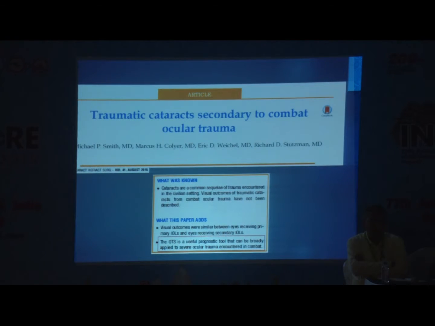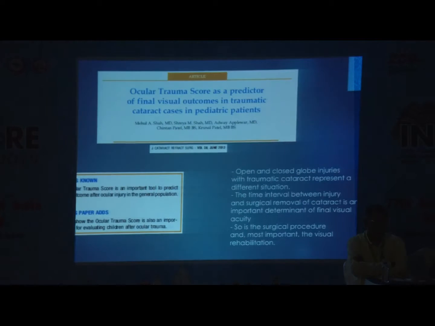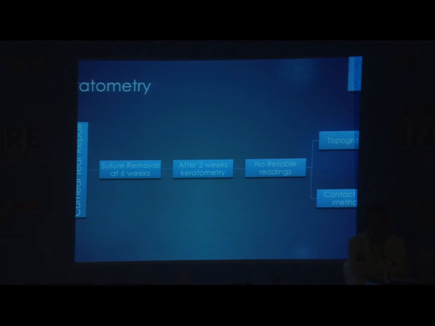There's a paper, and we all know that OTS, or ocular trauma score, is a useful prognostic tool in trauma and traumatic cataracts for adults. There's another paper from Dr. Shah et al. which says that it can also be used for pediatric trauma and is a good prognostic tool there as well. The paper further highlights that open and closed trauma situations are different and should be managed differently. And the time interval is also a very important determinant factor for final acuity.